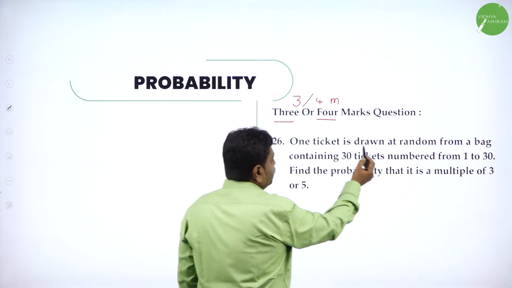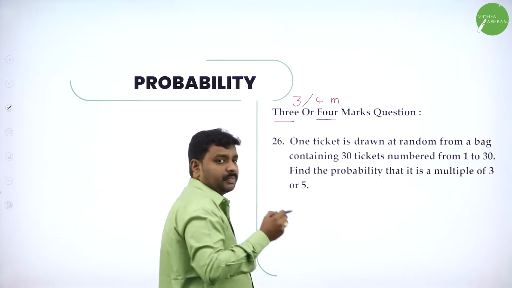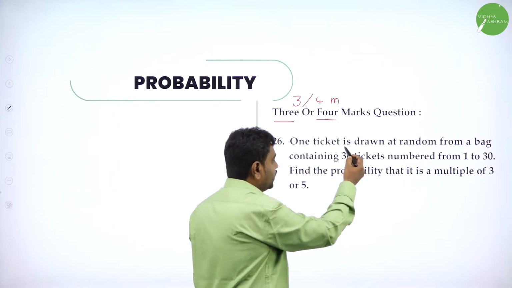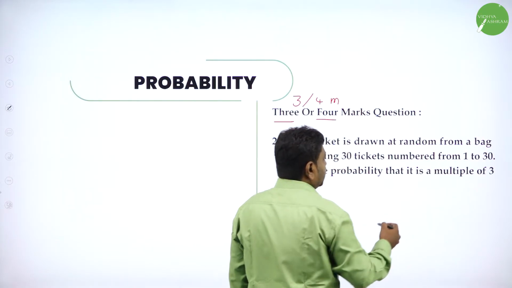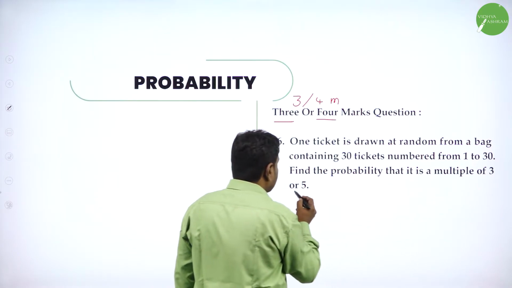So one ticket is drawn at random from a bag containing 30 tickets. You should draw one ticket numbered from 1 to 30. Find the probability that it is a multiple of 3 or 5.